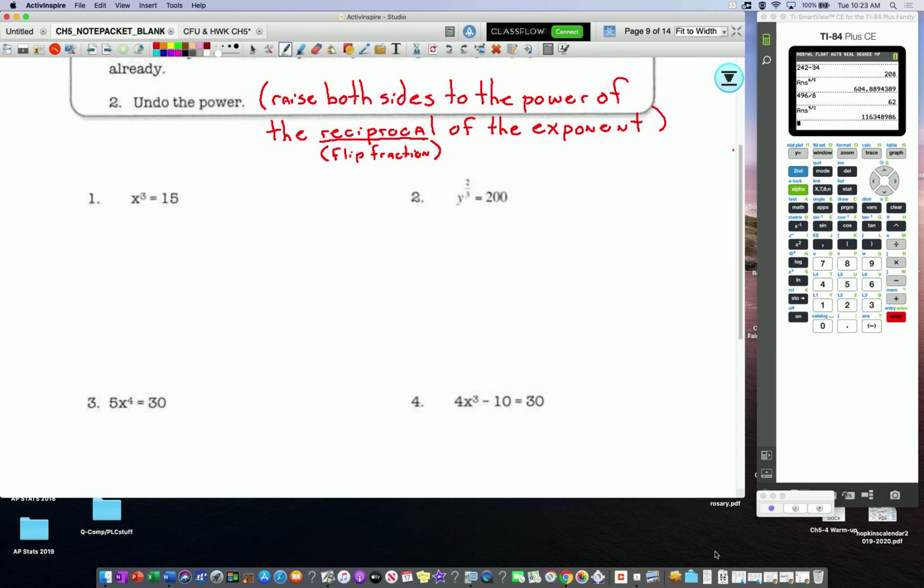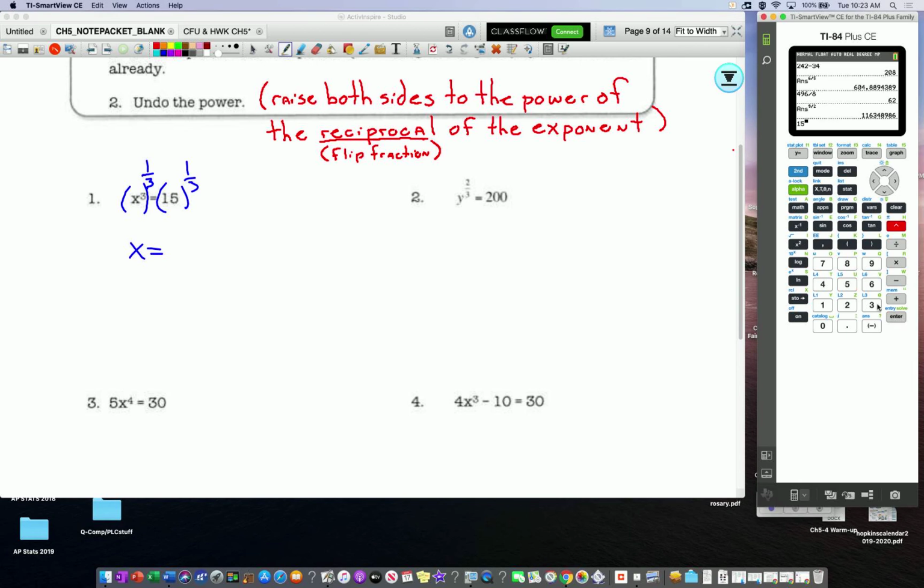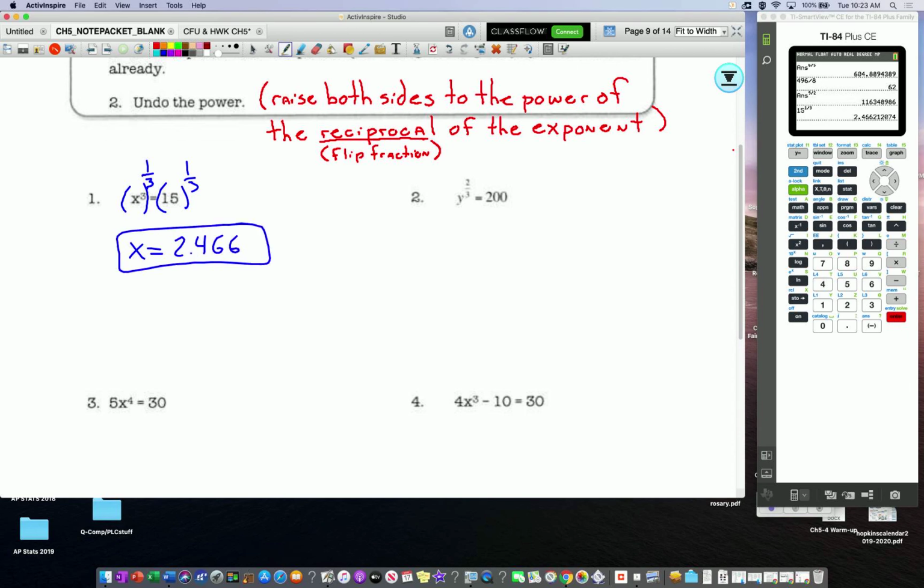All right, so on the first one, x to the third equals 15. When it's a whole number, the reciprocal is just 1 over that, so 1/3. So I'm raising both sides to the 1/3 power. Calculator time: 15 raised to the 1 divided by 3 power is 2.466. I'm going out 3 decimal places for all of my answers.